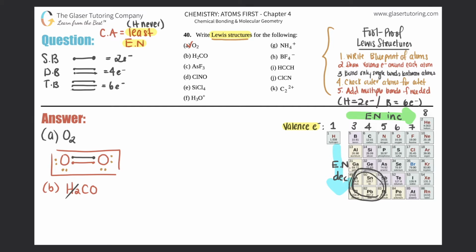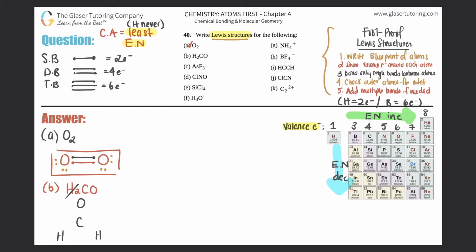the least electronegative. These are the most, these are the least. So between carbon and oxygen, you increase as you go from left to right. So carbon would be the least, which means that carbon would be in the middle, surrounded by the 2 hydrogens, I'll put them over here, and the 1 oxygen.